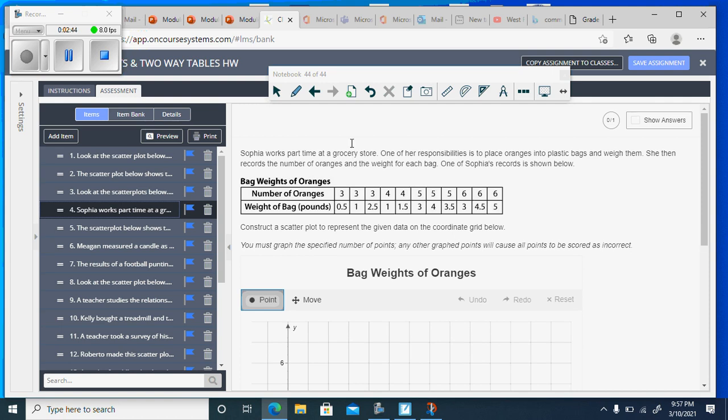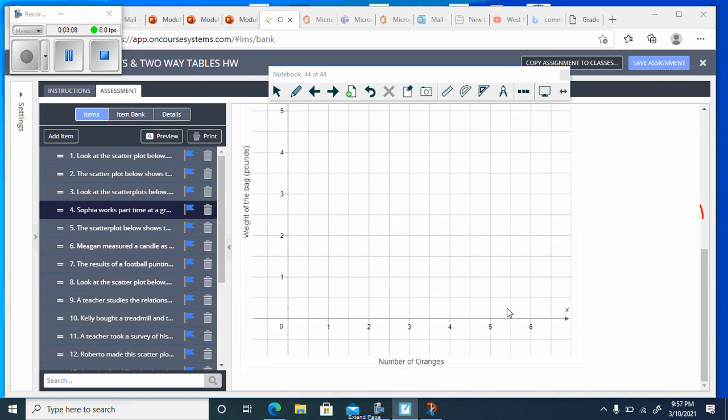Sophia works part-time at a grocery store. One of her responsibilities is to place oranges into plastic bags and weigh them. She then records the number of oranges and the weight for each bag. One of her records is shown below. Construct a scatter plot to represent the data. Let's see if oranges is our x-axis or our y. Our x-axis is oranges. Our y-axis is the weight in pounds.